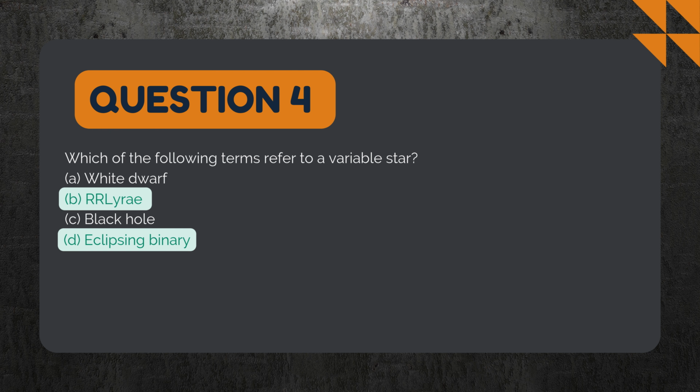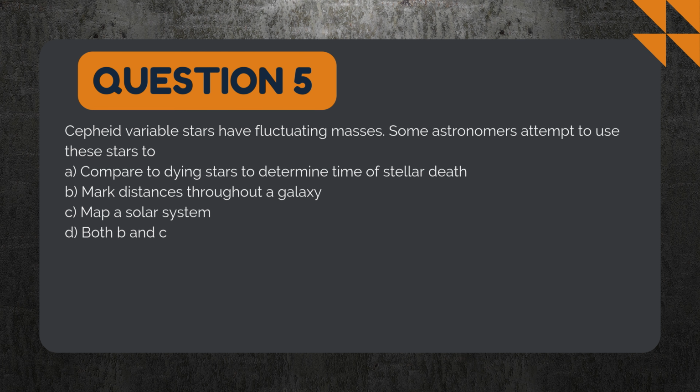Correct answer is B and D. RR Lyrae stars are intrinsic pulsating variables, while eclipsing binaries show periodic brightness variation when one star blocks the other. Both display measurable luminosity changes. While some white dwarfs can be part of variable systems, like a cataclysmic variable, a white dwarf itself is not a variable star.